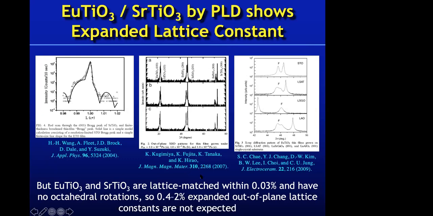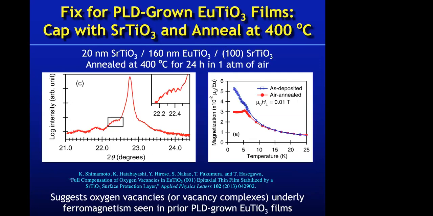I mentioned that I thought maybe it was bombardment, but I want to point to a group that solved the problem. They made their films by PLD, had extended lattice constants, and showed ferromagnetism. But they annealed them in air, one atmosphere of air, at 400 degrees C, which is a typical temperature where you get a lot of oxygen uptake, for 24 hours. And that drastically changed the structure.